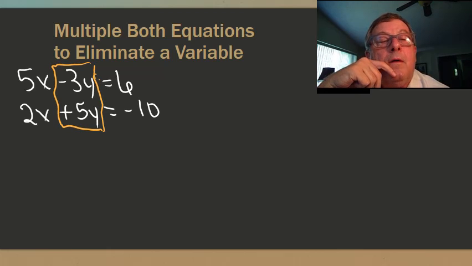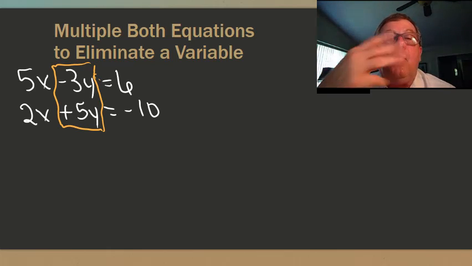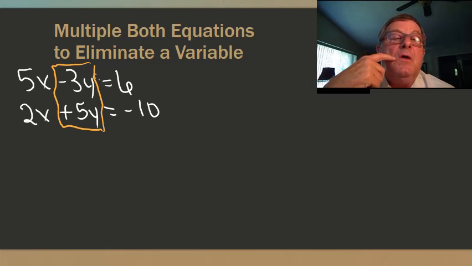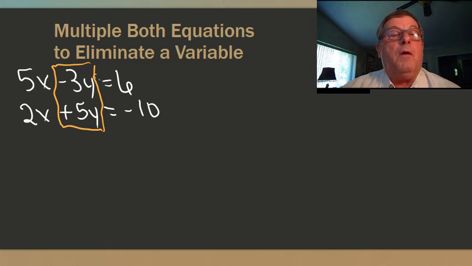Okay. Now, if I look right here at my y variables, I can see that I've got a negative 3y and a positive 5y. Now, if I want to eliminate that y variable, the reason why I chose it is because I can see there's already a negative and a positive. So I know I'm going to have to multiply both equations, but at least I can multiply both of them by a positive number. If I multiply this top equation by 5, I'm going to get a negative 15y. And if I multiply the bottom equation by 3, I'm going to get a positive 15y. And that's going to set me on my way.